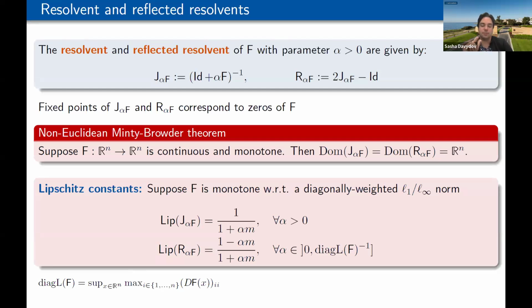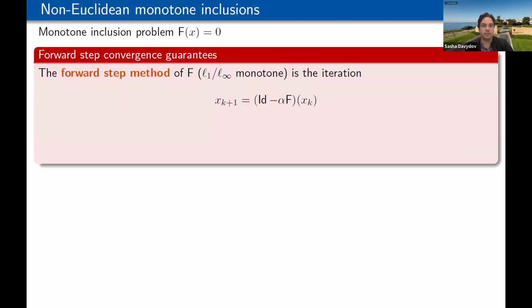So this is a small difference compared to the traditional monotone operator theory, where the reflected resolvent is always at least non-expansive. So this is one key difference between the traditional theory and this one. So, okay, we want to iterate these maps. Let me show you two different iterations for a monotone inclusion problem.